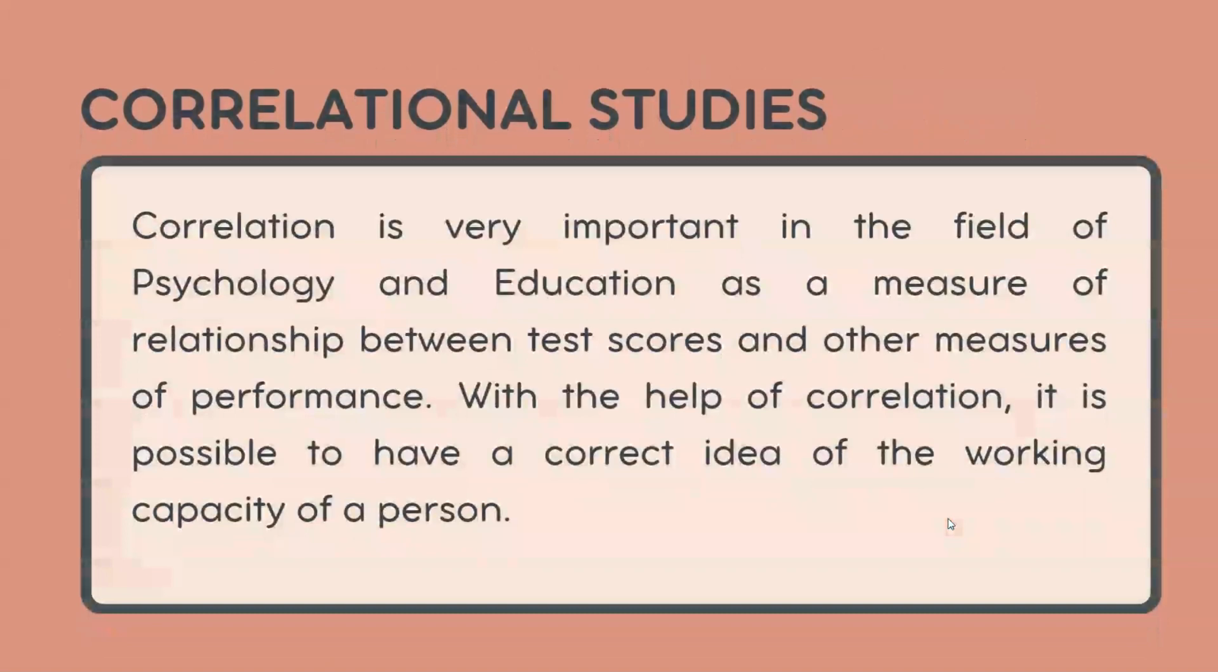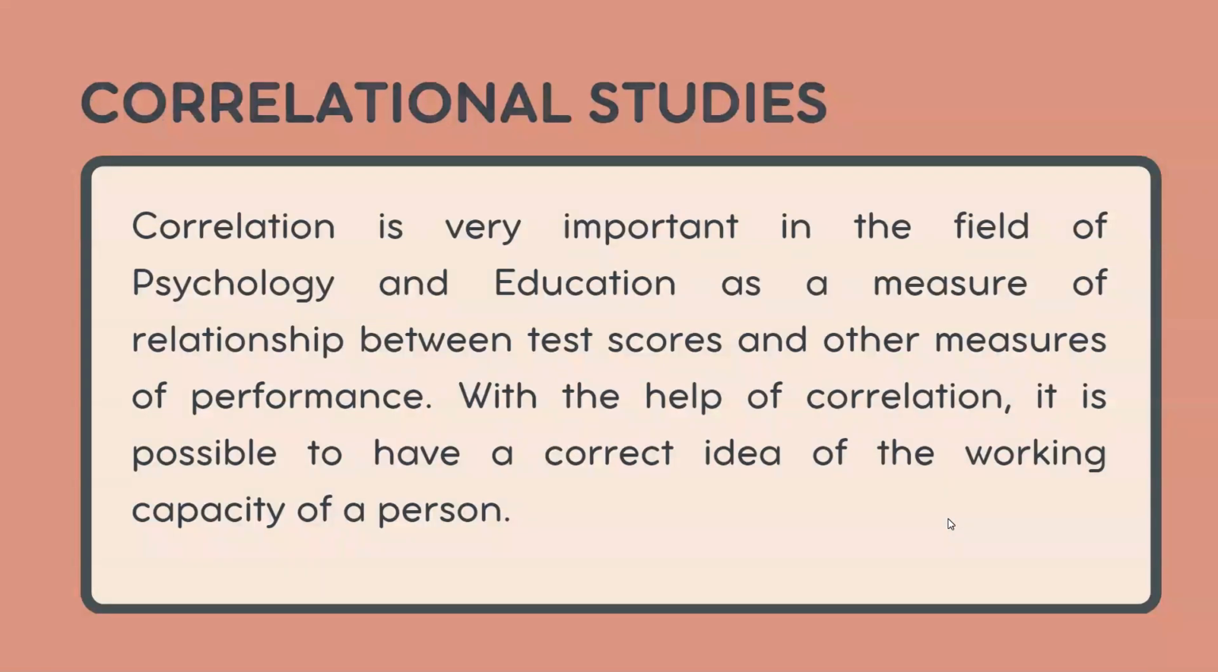In statistics, correlation refers to the fact that there is a link between various events. One of the tools to infer whether such a link exists is correlation analysis. Practical simplicity is undoubtedly one of its main advantages. Correlation is very important in the fields of psychology and education as a measure of relationship between test scores and other measures of performance. With the help of correlation, it is possible to have a correct idea of the working capacity of a person.